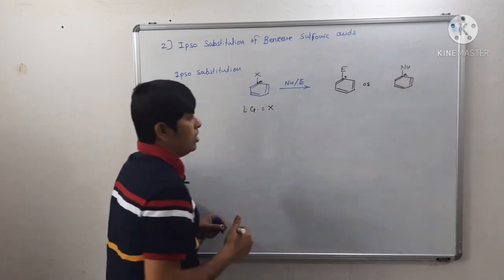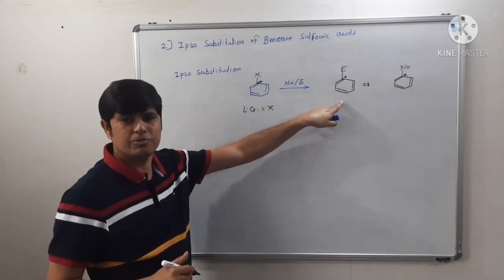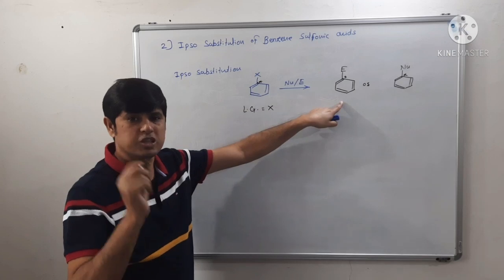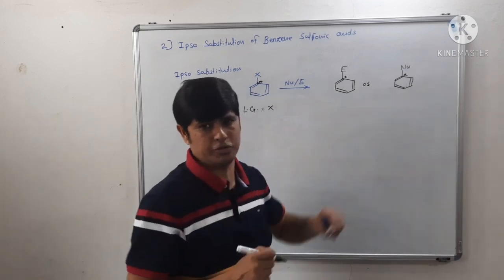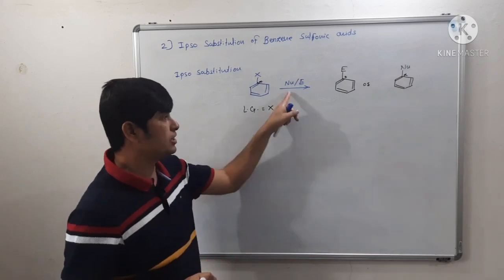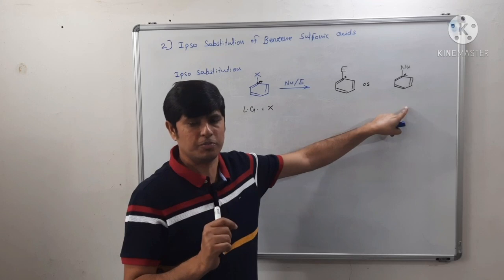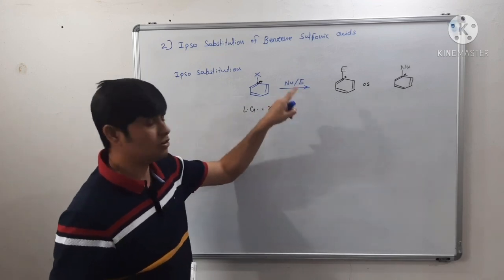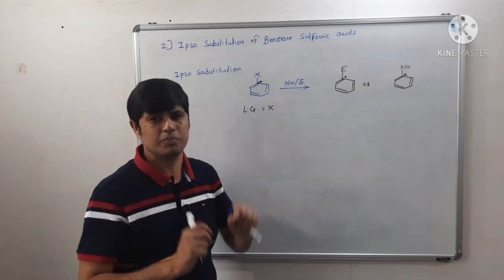So this will be what? Aromatic electrophilic ipso substitution, and this will be aromatic nucleophilic ipso substitution. Suppose if we are using a nucleophile, then we will get the aromatic nucleophilic ipso substitution product. And if we are using an electrophile, then we will get the aromatic electrophilic ipso substitution product.